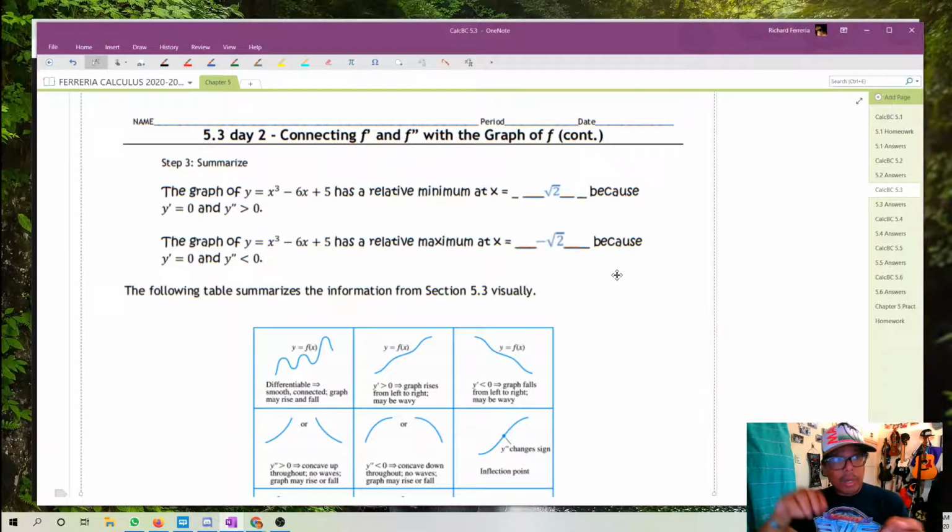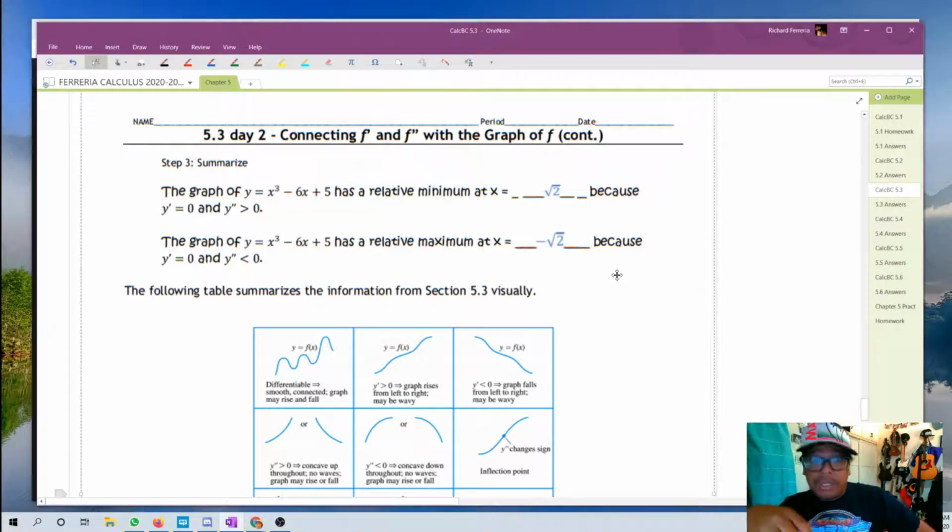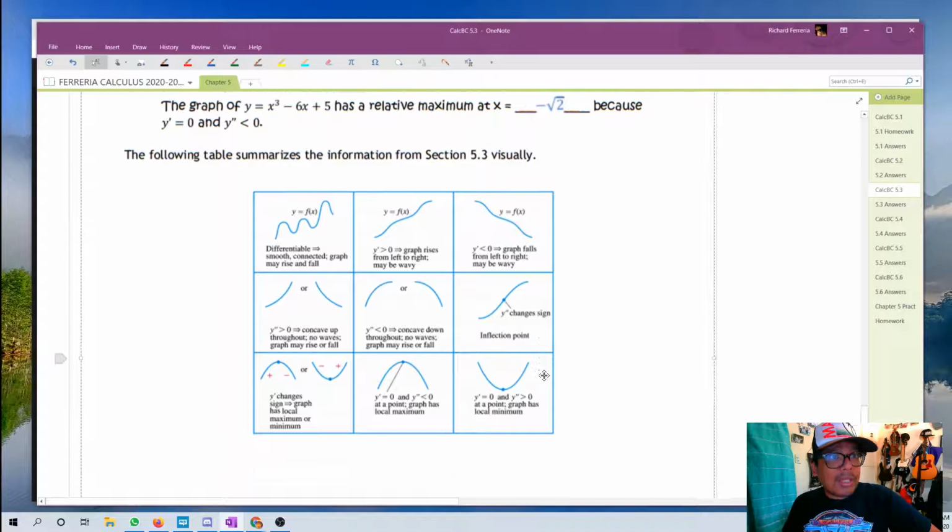Always with your summary, you want to reference the exact function, whether by name or by equation, and you want to link that relative minimum and maximum to the first derivative and the second derivative. Reference the function, link the critical number to the first derivative, link the critical number to the second derivative, and then you're going to have a good summary. The following table summarizes all that information visually. You can go ahead and take a look at that.